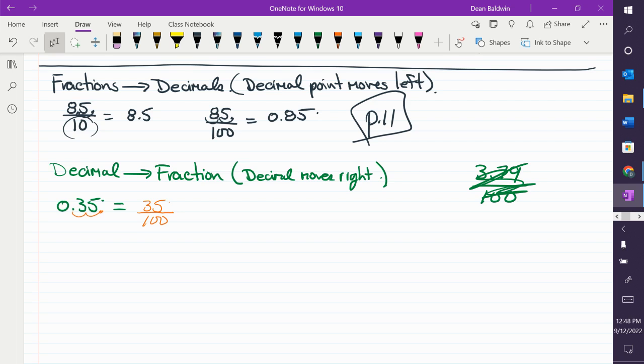5. So I divide top and bottom by 5. 35 divided by 5 is 7. 100 divided by 5 is 20. So that's the answer: 7 over 20.